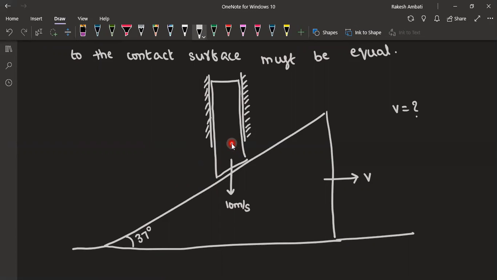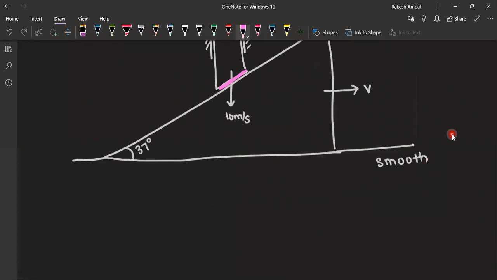So if the rod is moving down with 10 meter per second, here it is a smooth surface. That means this wedge is kept on the smooth surface. Whenever the rod moves downwards, the wedge starts moving rightwards. Now we have to find the velocity of the wedge. In this question the two surfaces are in contact, so we have to follow the wedge constraint.